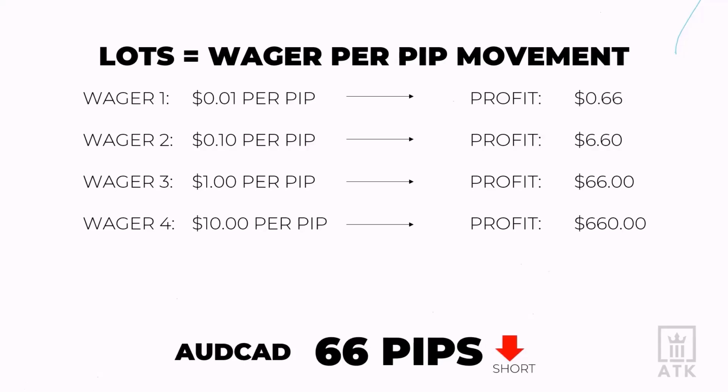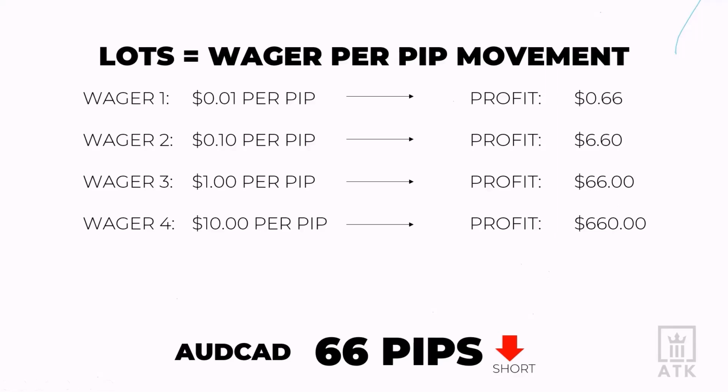And that's how trillions of dollars are moved throughout the world with that simple concept. AUD CAD, we said it fell 66 pips. Person one that risked a penny, that's 66 cents. Person two that risked 10 cents got $6.60. Person three would have got $66. And person four that risked $10, $660.